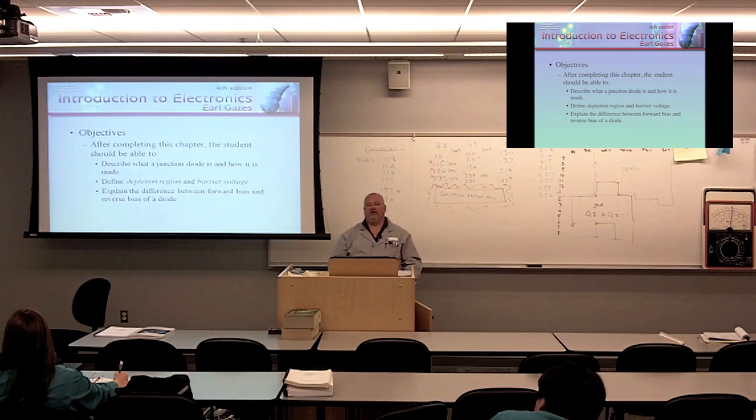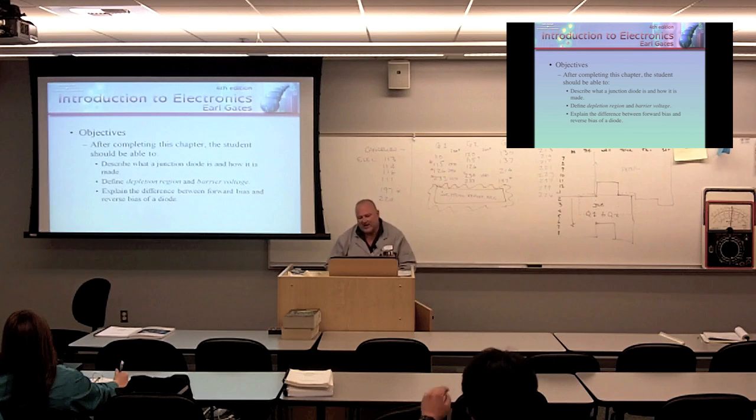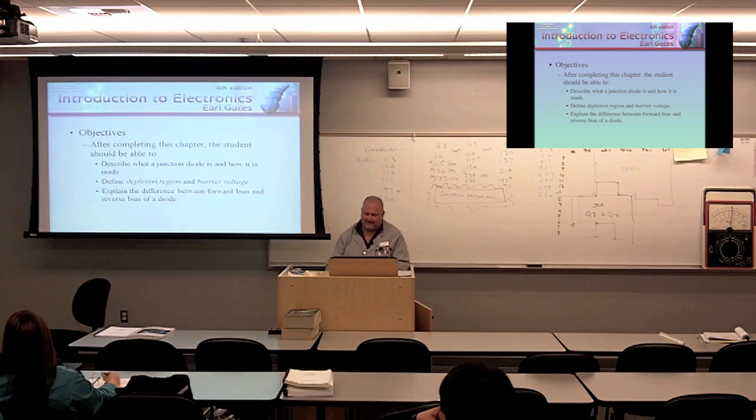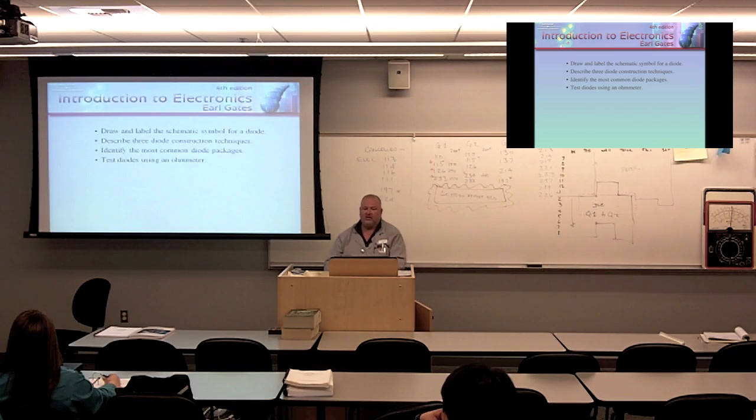After completing this chapter, you're going to be able to describe what a junction diode is and how it's made. Define the term depletion region and barrier voltage. Explain the difference between forward bias and reverse bias of a diode. Draw and label the schematic symbol for a diode. Describe 3 diode construction techniques. Identify the most common diode packages. Test diodes using an ohm meter.